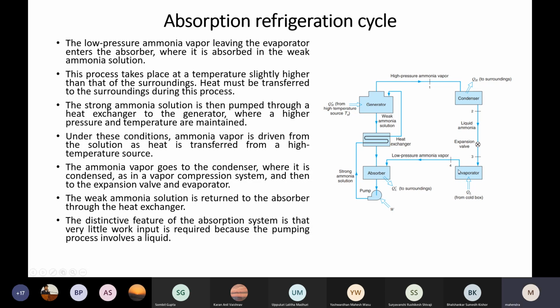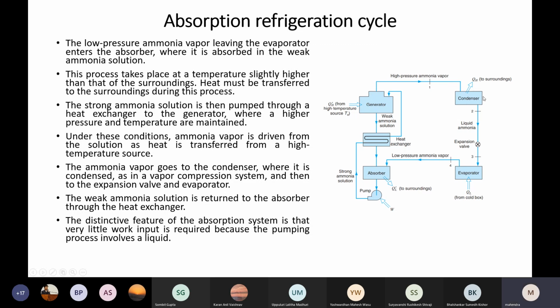So what is happening over here? Whatever low pressure ammonia is coming over here is diluted, what we can call a low intensity ammonia solution or weak solution. This is absorbing, and then this will be pumped through the heat exchanger and reaches over here. Here you will be giving certain heat. This is the heat supply, this is the heat rejection. Because of that supplied heat, it changes to high pressure vapor.